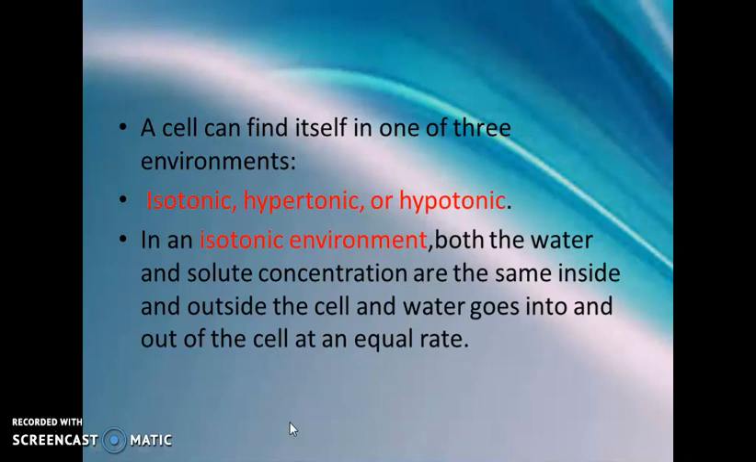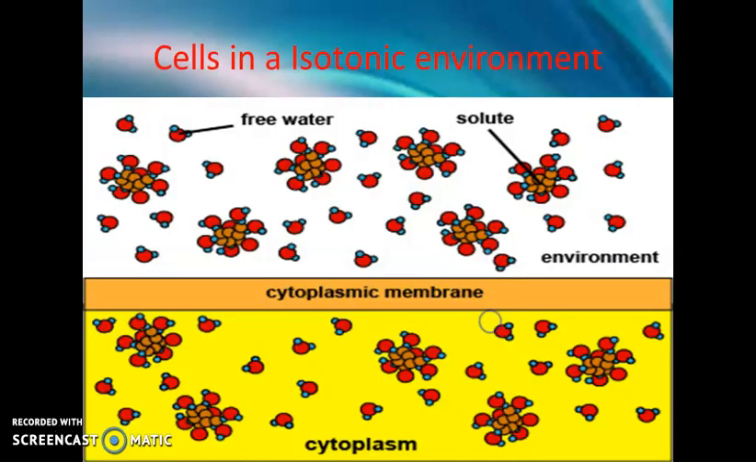Again I am repeating. In an isotonic environment, what happens? Both the water and the solute concentration are the same inside and outside the cell, and the water goes into and out of the cell at an equal rate. The amount of water which enters is equal to the amount of water which goes out. So there is an equal rate in the isotonic environment. This is an example of a cell in an isotonic environment.